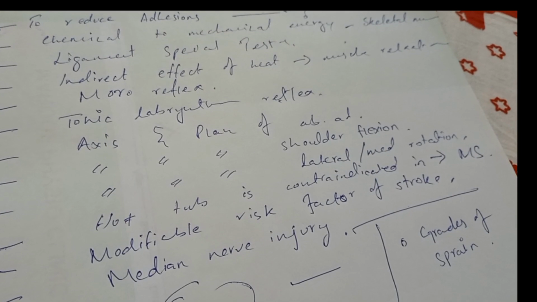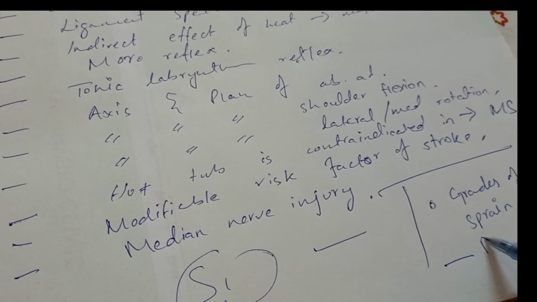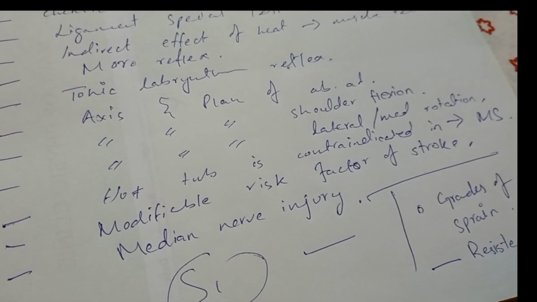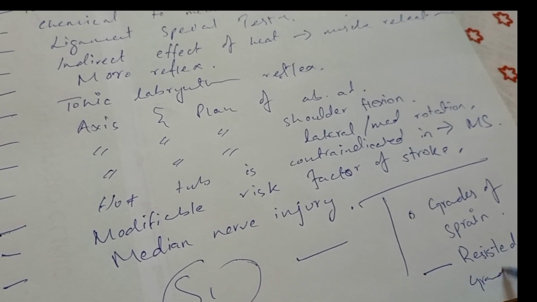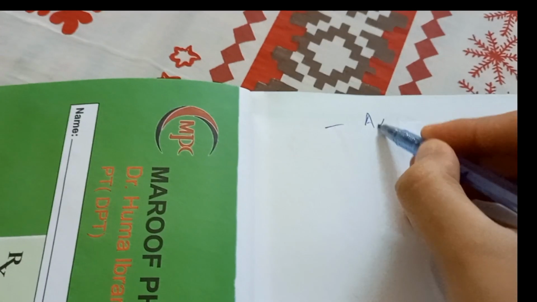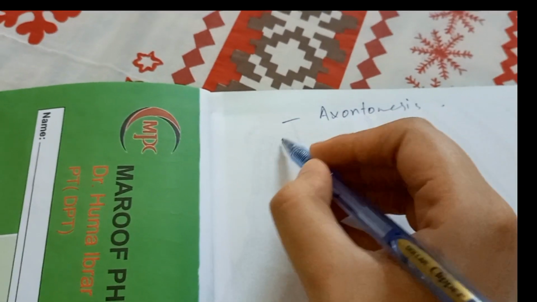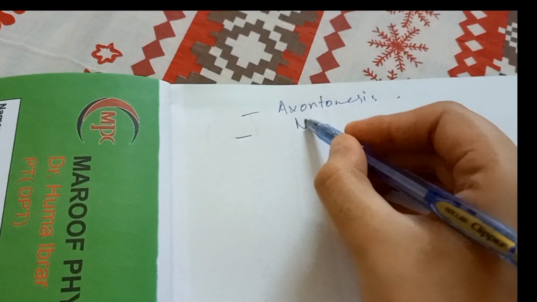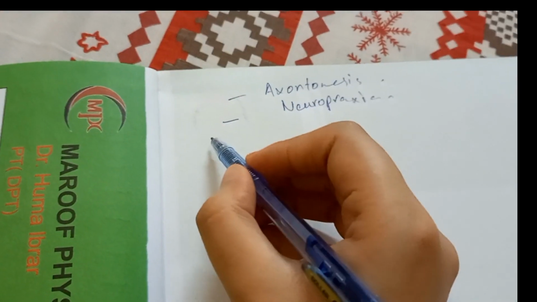Then resisted isometric grade. Let's move towards the next: a question on axonotmesis. I have discussed it in my pocketbook. Question on axonotmesis, on neuropraxia, neurotmesis. These are all discussed in my pocketbook.